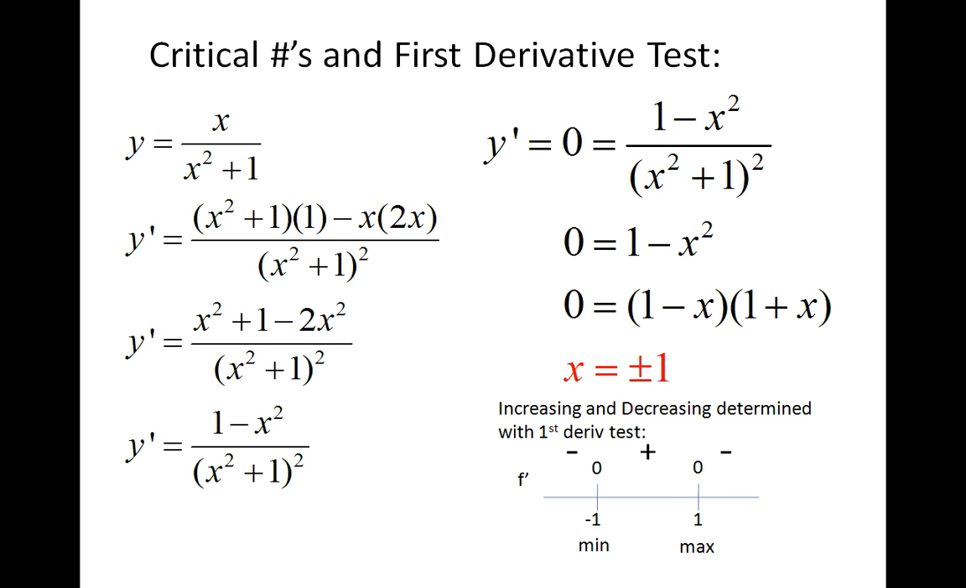Okay, intervals where it's increasing and decreasing, well, anywhere that you have the minus in my chart would be the intervals where it's decreasing. The plus would be the interval that it's increasing. So from minus 1 to 1, it's increasing. Anything bigger than 1 or less than minus 1, it's decreasing.